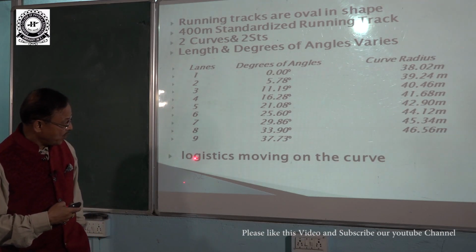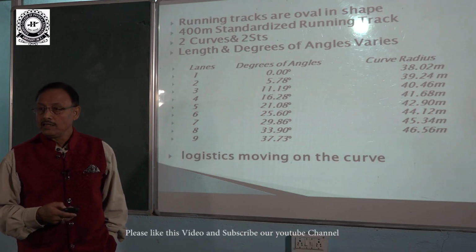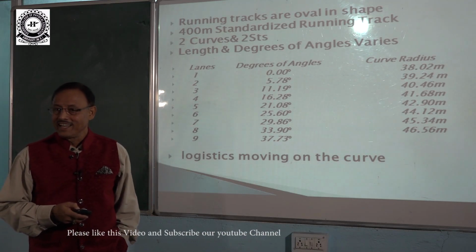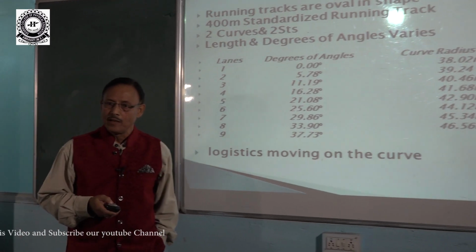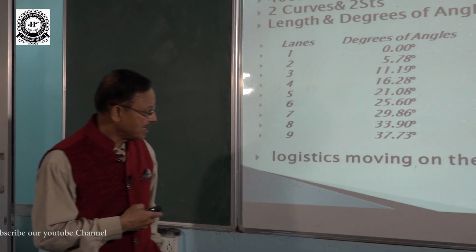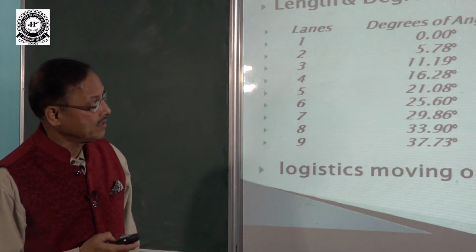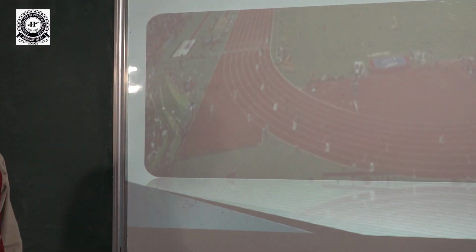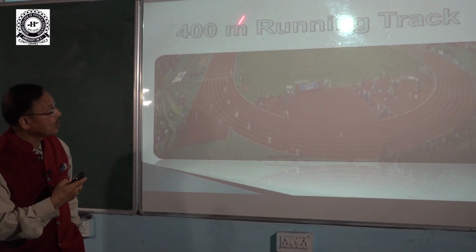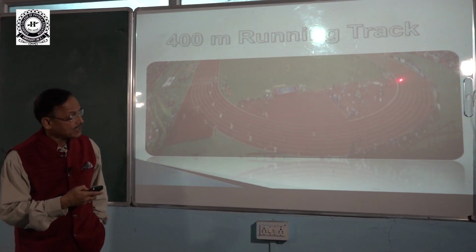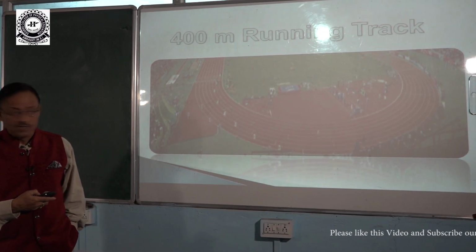Now, the next point is logistic moving on the curve. While you run on a curve, it should be in terms of scientific thoughts, geometrical thoughts, mathematical thoughts. So this has to be a logistic moving on the curve, right? Because science is behind it. Next, the 400 meter running track, you can very well see over here. This is a curve, on that side one more curve, this is one straight, this is another straight. So 2 straights plus 2 curves make the 400 meter track.